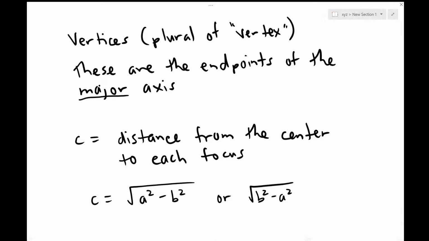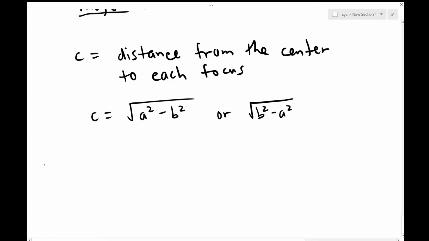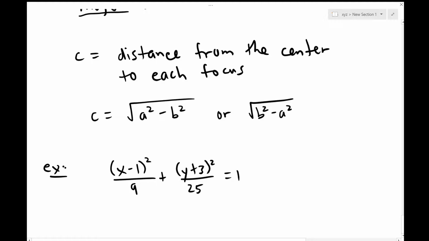Okay, so let's go ahead and take a look at an example of working with the equation of an ellipse and also identify all these important features that we've just mentioned. So the next thing we'll take a look at here is the equation (x minus 1) squared over 9 plus (y plus 3) squared over 25 is equal to 1.